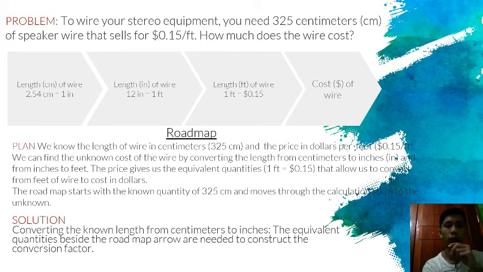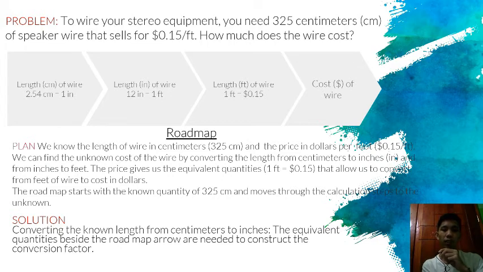So through the use of a roadmap, which is the flow diagram of the plan, we can easily solve the problem. So plan: we know the length of wire in centimeters, 325 centimeters, and the price in dollars per foot is 0.15. We can find the cost of the wire by converting the length from centimeters to inches and inches to feet. The price gives us the equivalent quantities: 1 foot is equal to $0.15. That allows us to convert from feet of wire to cost in dollars.